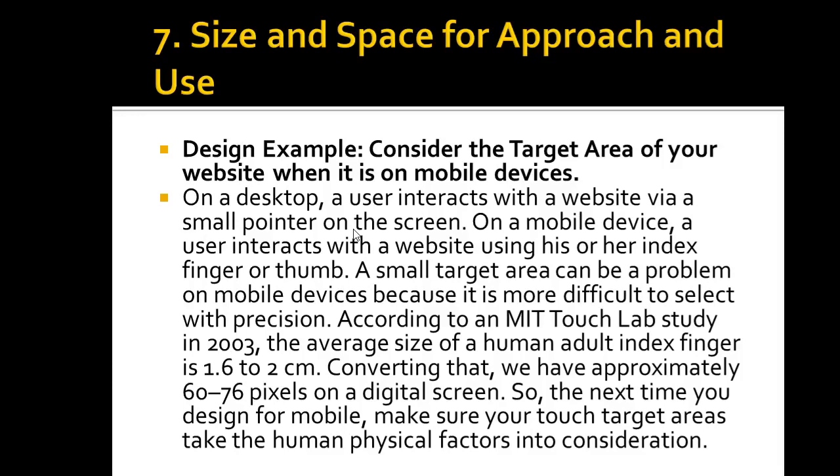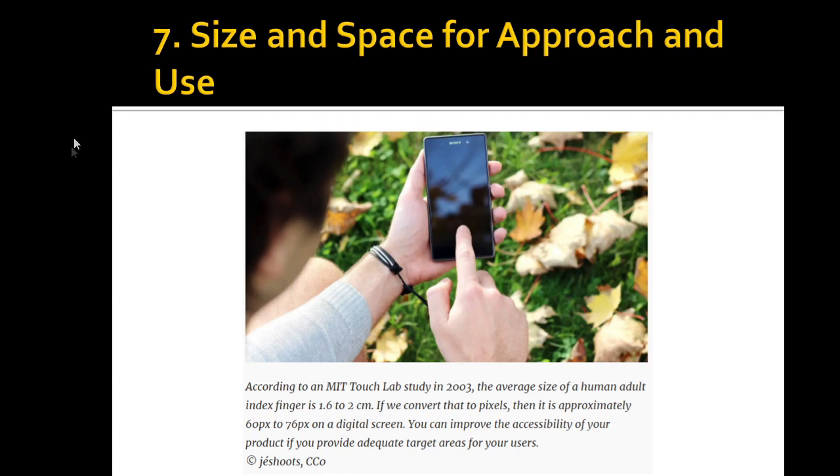According to an MIT Touch Lab study in 2003, the average size of a human adult finger is around 1.6 to 2 centimeters. Converting that, we have approximately 60 to 76 pixels on a digital screen. So the next time you design for mobile, make sure your touch target areas take the human physical factors into consideration. That means your button should be around this size, minimum. It should be at least this size or maybe even larger. So here's an example. Actually, this was the example a while ago. According to the MIT Touch Lab study in 2003, the average size of a human adult index finger is 1.62 centimeters. If you convert that to pixels, then it's approximately 60 to 76 on the digital screen. So you can improve the accessibility of your product if you provide adequate target areas for your users. So you have to consider the size of your finger.